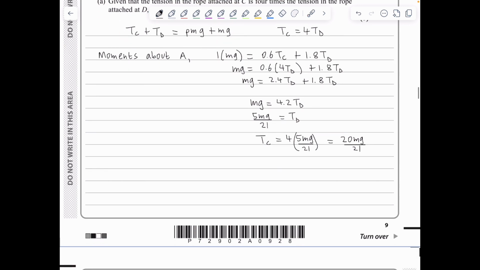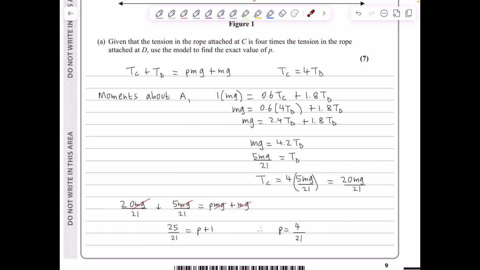So TC, which was found to be 20 mg over 21, plus TD, which is 5 mg over 21, is equal to P mg plus mg. I will divide throughout by the mg, so the mg's cancel out, and I've got on the left hand side 25 over 21 is equal to P plus 1, and therefore P is equal to 4 over 21. Remember that you are asked to find the exact value of P, so if you proceed in giving this to 2 or 3 SF, you will be penalized.